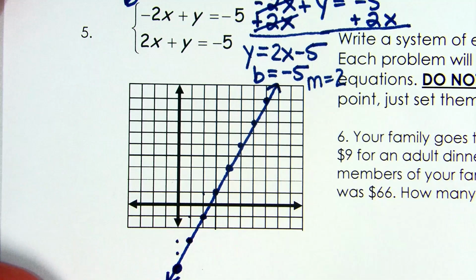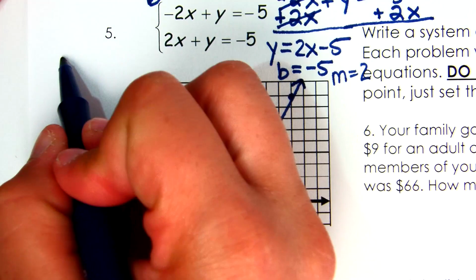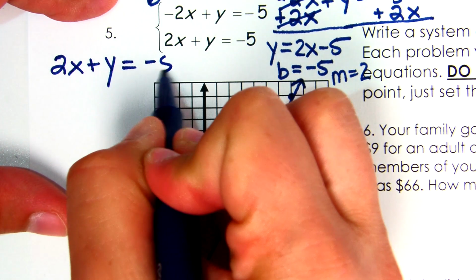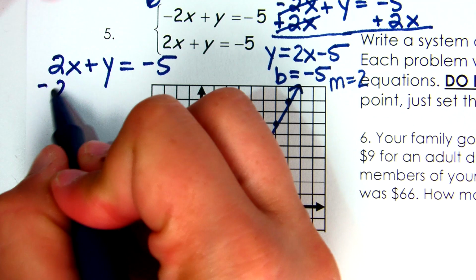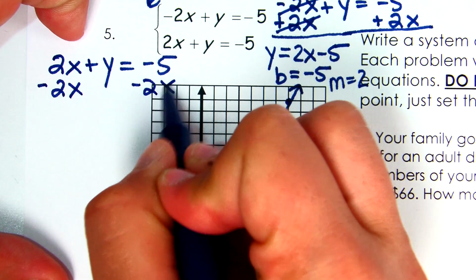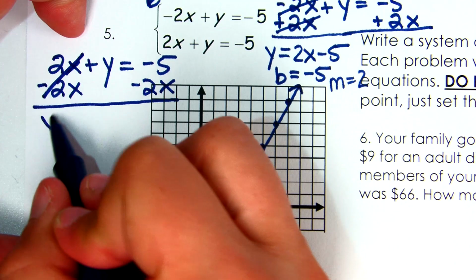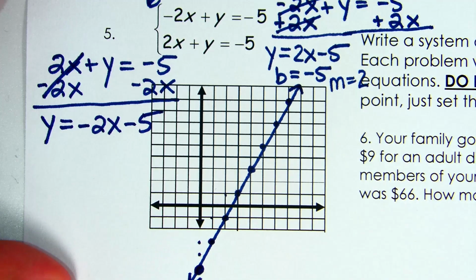All right, now we're going to look at the second equation. My second equation is 2x plus y equals negative 5. So the first step in getting y alone is subtract 2x. Negative 2x and positive 2x cancel. I'm left with y equals negative 2x minus 5.